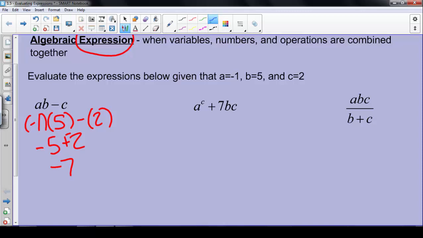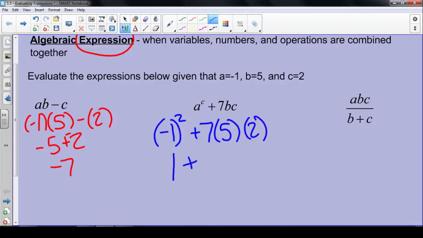So now the second one, a to the c power. So a to that c power plus 7 times b times c. -1 times -1 is 1. 7 times 5 is 35 times 2, so 1 plus 35 times 2 is 70. 70 plus 1, 71.